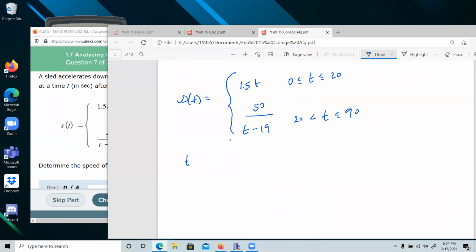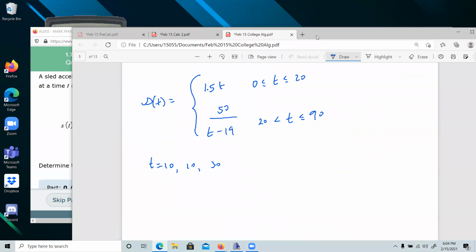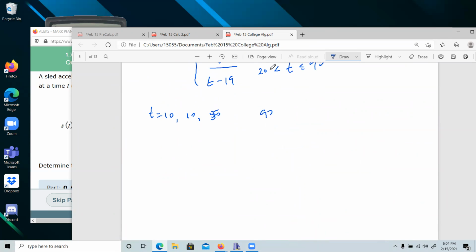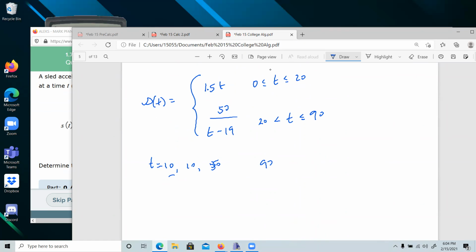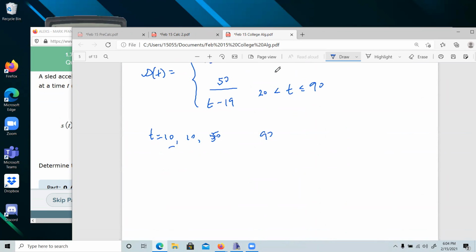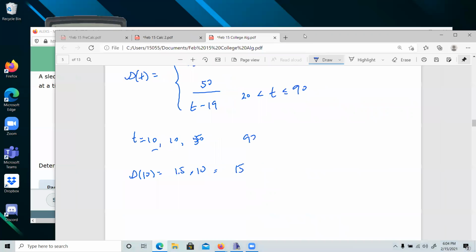So we're going to say t is equal to 10, 20, 50, and 90. Okay, when t is 10, which rule are we following? Oh, t is 10 means we follow that rule. So all we're going to do is say s of 10 is equal to 1.5 times 10, and our speed here is 15 feet per second.